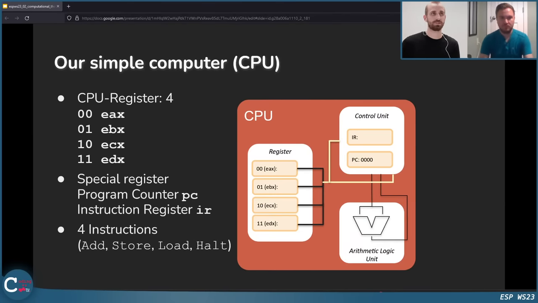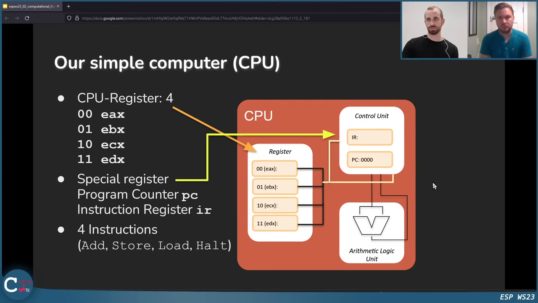So our simple computer also has a CPU, of course. We have the four registers, EAX, EBX, ECX, and EDX, and we code them with this binary number 00011011. We also have these special registers, the program counter and the instruction register. And we also have four instructions in our instruction set. We can add something, we can store, we can load something. So store and load is to access the main memory. And we can halt, so we just stop the machine.